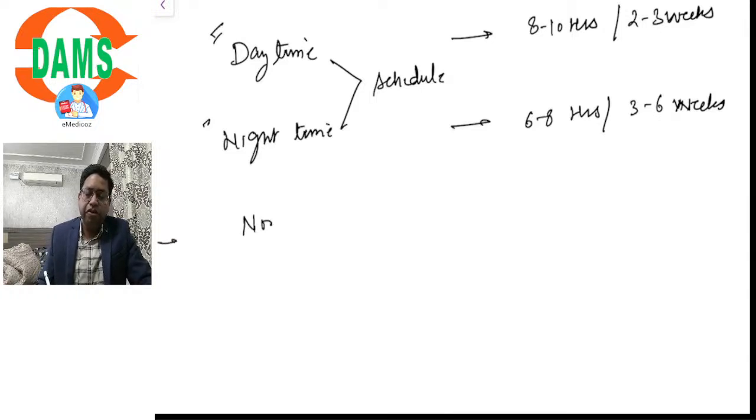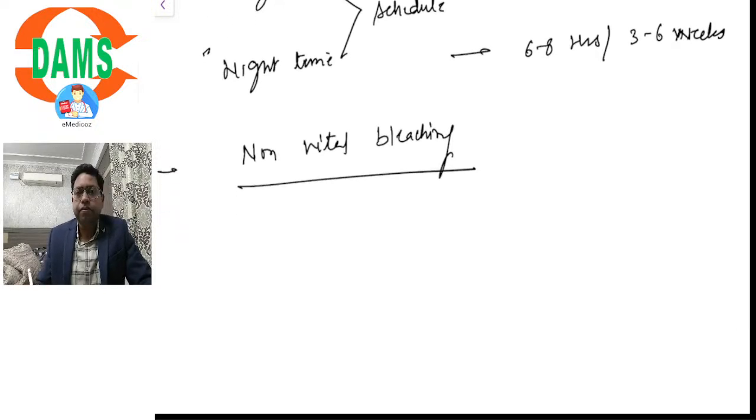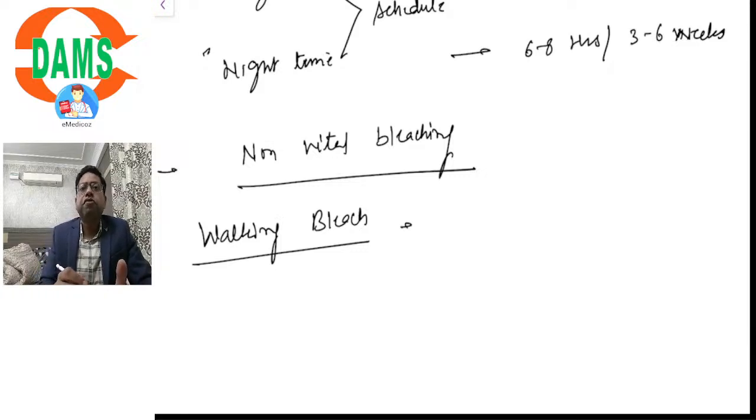Now we talk about non-vital bleaching. Firstly, we'll talk about walking bleach. As the name indicates, walking bleach means we are bleaching a non-vital tooth. The bleaching agent would be packed inside the pulp chamber of the tooth and the patient is free to move around. We can send back the patient. That's why it is called walking bleach. The patient is literally walking around doing regular activities with the bleaching agent inside the pulp chamber of the tooth that is being bleached.